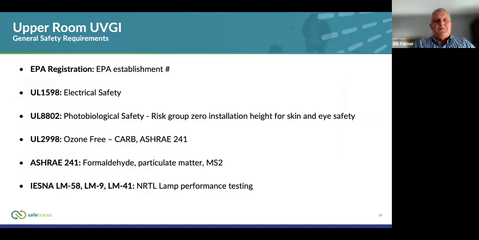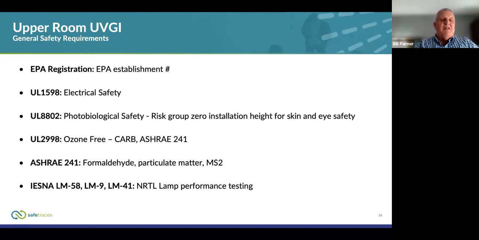Next slide. But for those people who are considering the purchase of upper room fixtures, it's important to have a checklist of requirements and recommendations that you want to see in every device that you purchase. First of all, every UV device has to be manufactured in an EPA registered establishment, and most building codes will require that UV fixtures are certified and listed to UL 1598 for electrical safety.